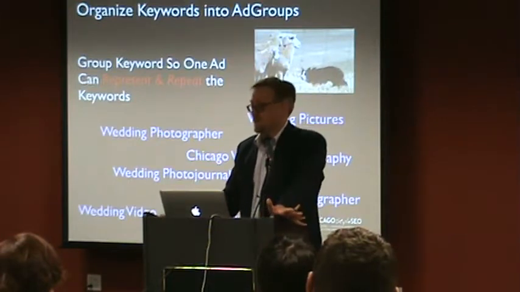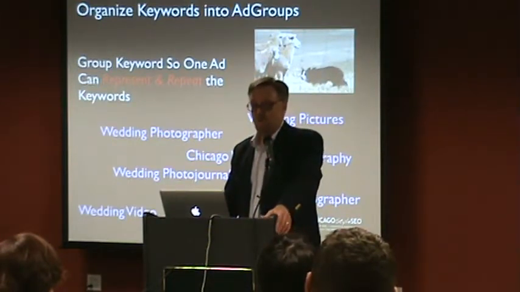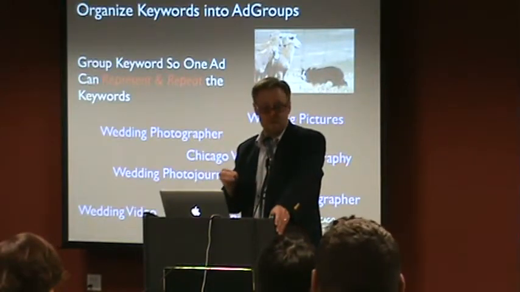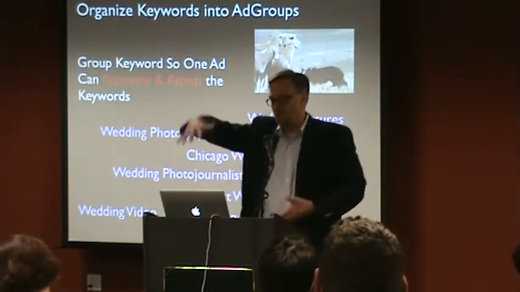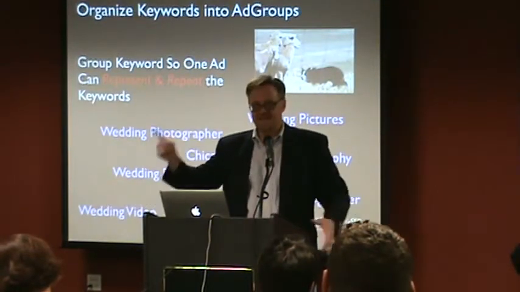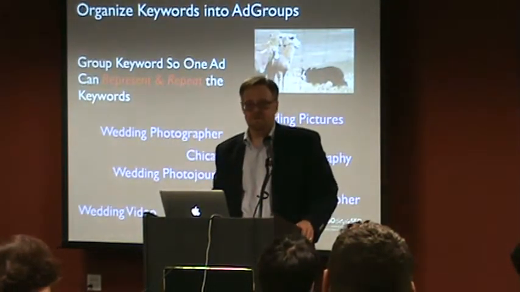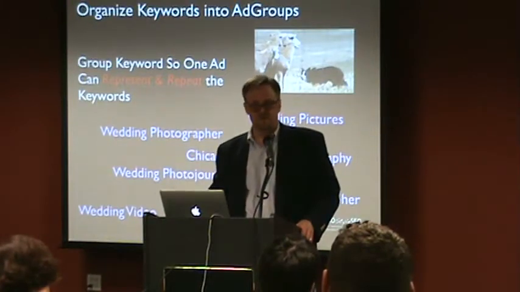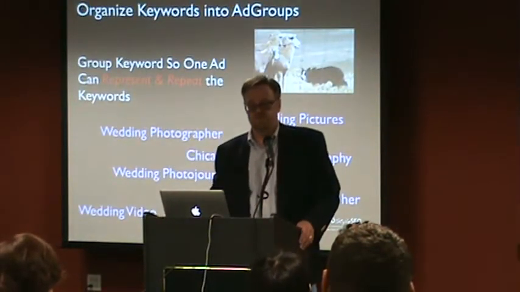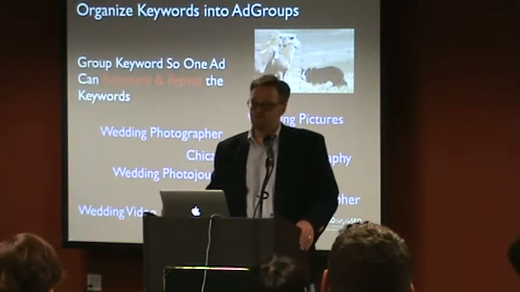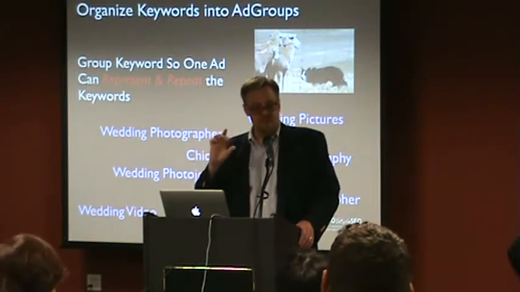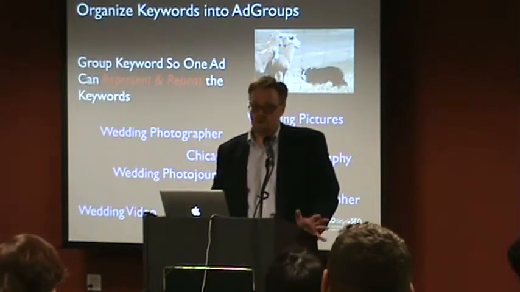It's not rocket science, it's pretty simple. But this is one of the cruxes of why people lose money with AdWords, is they have all of their keywords, you know, they might have 300 keywords and they've got one ad. Okay, they're just assuming that the word picture is the same as photo or photographer. Okay, it doesn't work that way. You'll do much better if you slice and dice these and put these keywords into little, what are called ad groups.